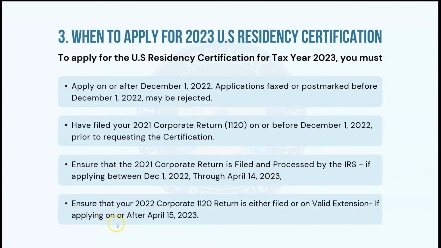Now, if you are applying on or after April 15, 2023, you need to make sure that your 2022 corporate 1120 return is either filed or is on valid extension. Now, you know that the 2022 due date for corporations is going to be April 15, 2023. And so if you are requesting this certification on April 15 or anywhere after April 15, you must have filed your 2022 tax return, or if the tax return was not filed on April 15, you should have extended it to get this certification.